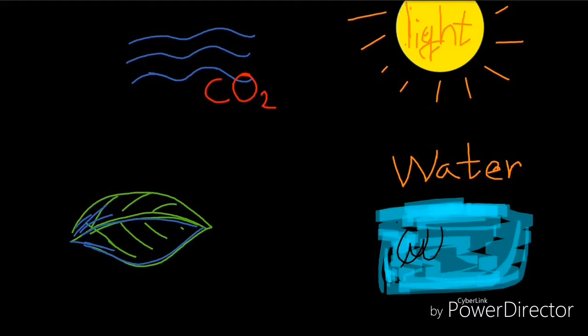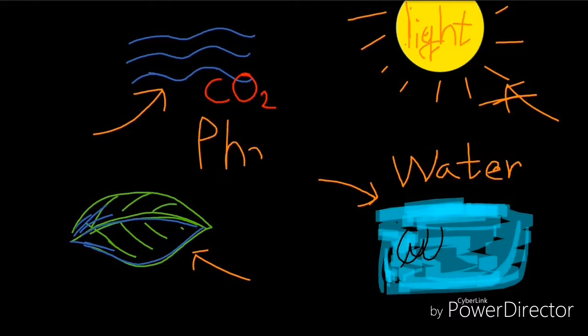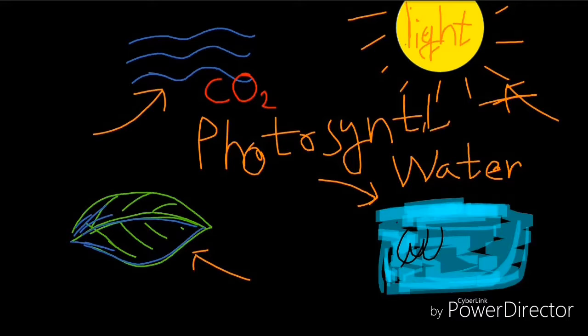Here we see some elements: the light, or you can say the sun rays, CO2 or carbon dioxide, and water, and here we see a leaf, but something is different. When photosynthesis needs to happen, some special things are needed to make it happen.